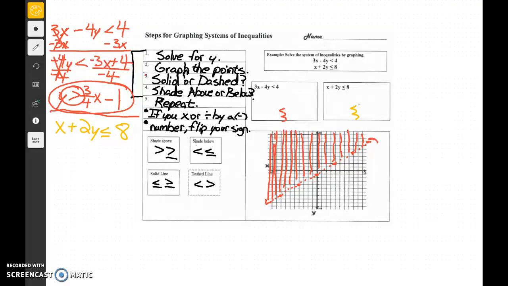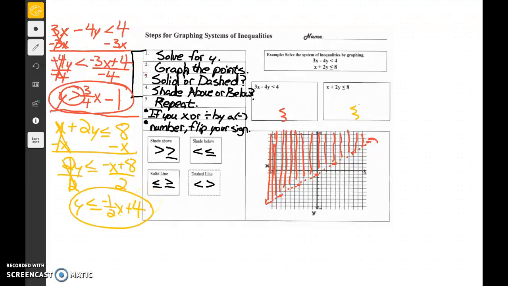All right, welcome back. To solve this for y, I'm going to subtract x on both sides. The x's cancel out, and I get 2y is less than or equal to negative x plus 8. Next, I'm going to divide by 2 on both sides. The 2's cancel out, and I get y is less than or equal to negative 1/2 x plus 4. In this one, the sign didn't flip because I divided by a positive 2. Anytime I divide by a positive number, the sign doesn't flip.